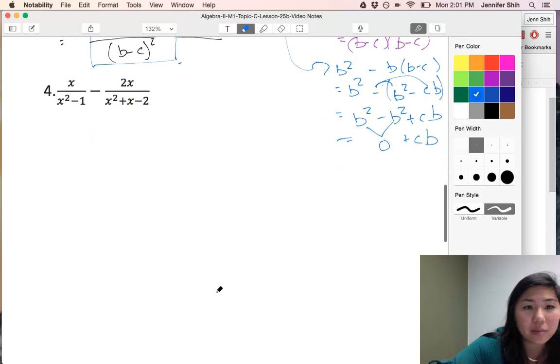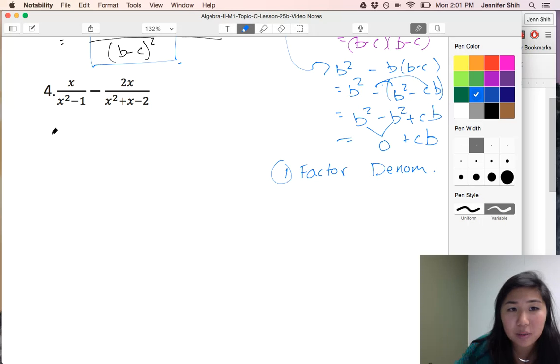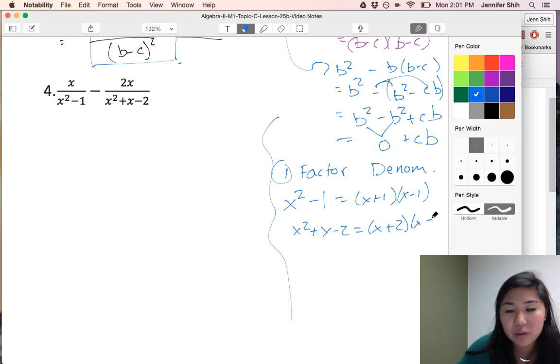Okay, last problem. Example number 4. Again, we have to factor the denominator, because we need to see if there's a common denominator here. So this is my scratch work, remember. So x squared minus 1, I know that's x plus 1 and x minus 1. Okay, x squared plus x minus 2, I know that's x plus 2 and x minus 1.